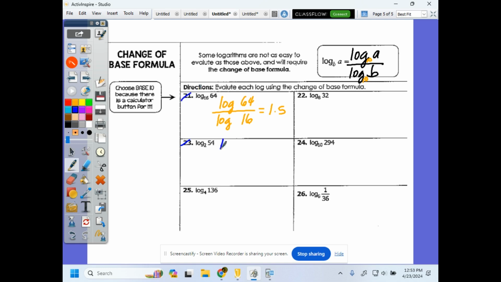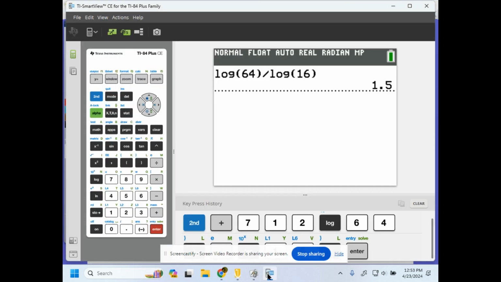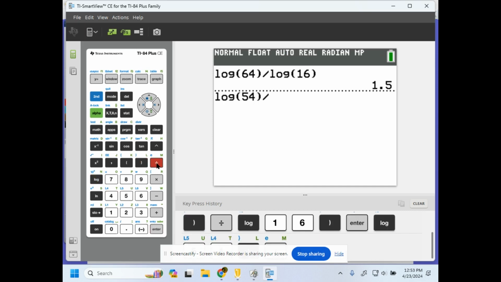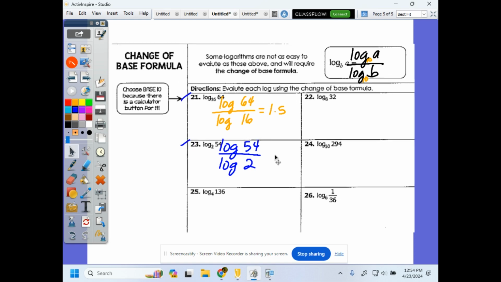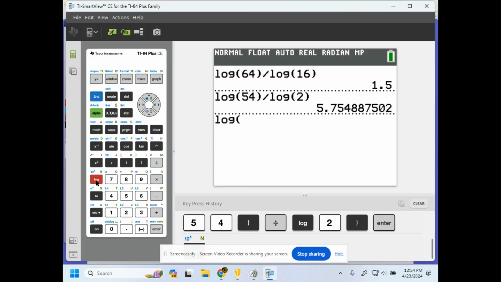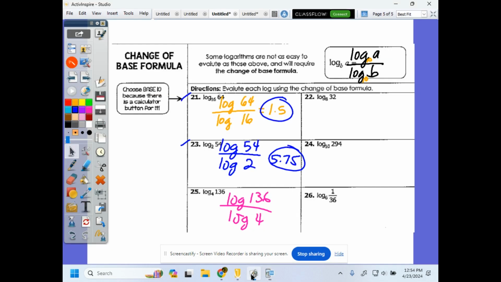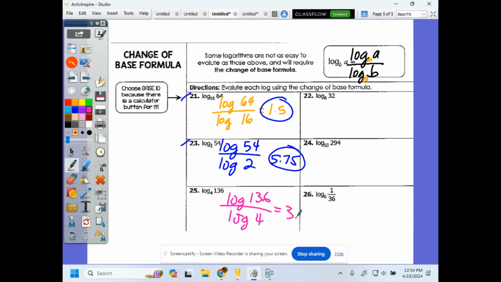Let's do number 23, log of 54 to base 2, change the base: log of 54 divide by log of 2. So again, use your calculator. Log 54, close parenthesis, divide by log of 2. And that gives you 5.75. You can round to the nearest tenths or hundredths, okay? So I'll pick 5.75 there. And one more here, log of 136 to the base 4 is the same as log of 136 divided by log of 4. Log of 136, close parenthesis, divided by log of 4, close, enter, 3.54. There you go. That's how simple it is to do change of base.